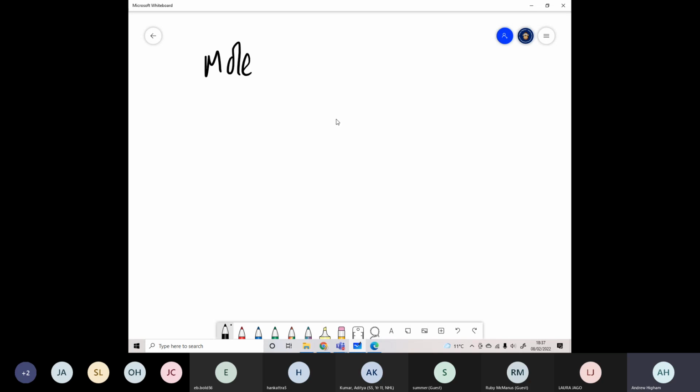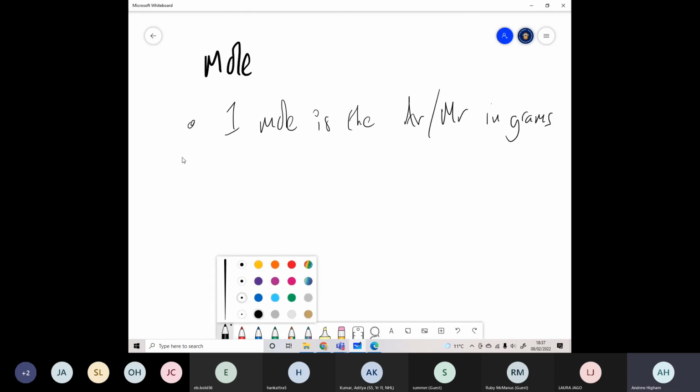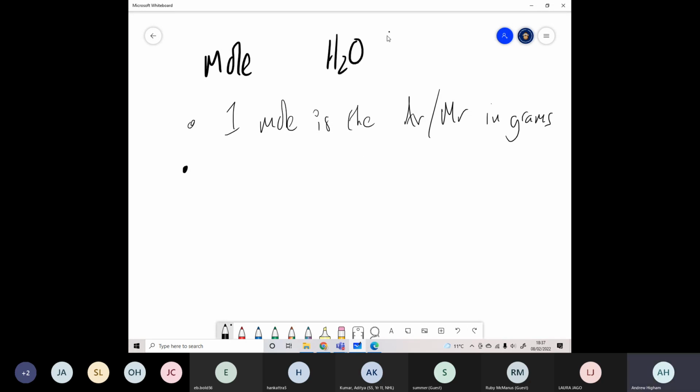There's a couple of definitions for a mole. So one mole is the Ar or Mr in grams. Okay, so that's one definition. I think I might go back to the bigger pen, the big fat one. There we go. So 1 mole is the Ar or the Mr in grams. So 1 mole of water, H2O, we saw before that the Mr is 18. Well, 1 mole of water would weigh 18 grams, have a mass of 18 grams.